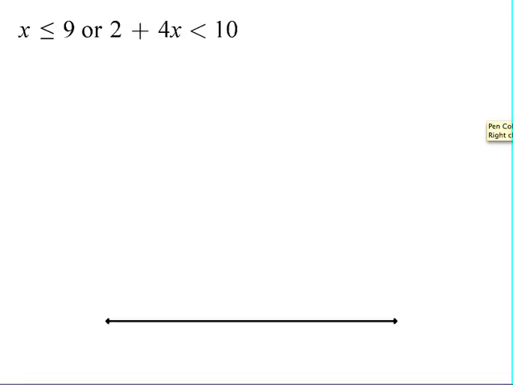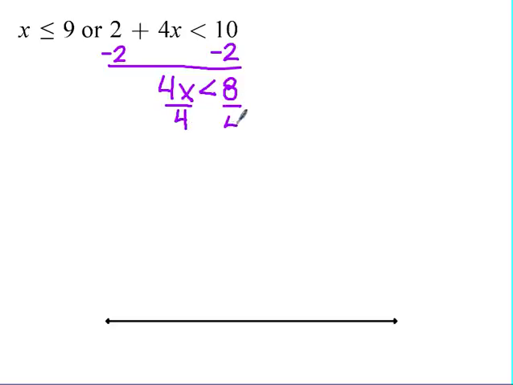So on this one, you're going to notice that the first one is already solved, so you don't have to do anything. We have to solve the second one, so what do you need to do? Subtract 2. So I get 4x to be less than 8. What do you do now? Divide by 4. So x is less than 2. So my key points are 2 and 9. Okay? So there's 2.